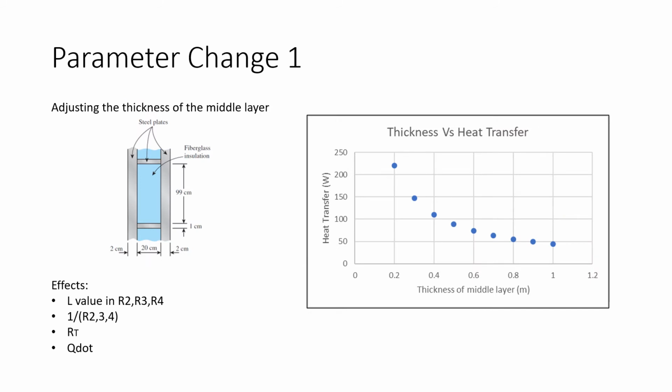The first parameter that I changed was adjusting the thickness of the middle layer, and that is this thickness in here. That would change the thickness of R2, 3, and 4, which would then change our resistances in parallel, which would then change our total resistance and our Q dot, which is what we're looking for. I found that as we increase the thickness of the middle layer, it decreased the heat transfer rate. And you can see that trend here in this graph.